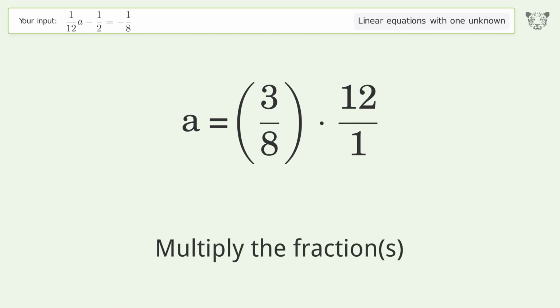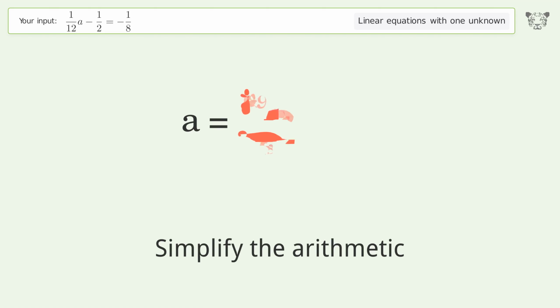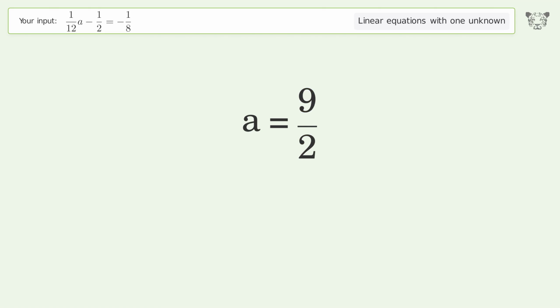Multiply the fractions. Simplify the arithmetic. And so the final result is a equals 9/2.